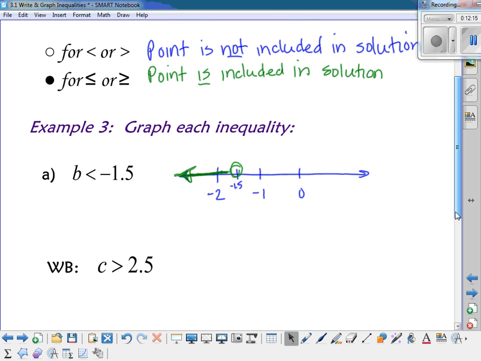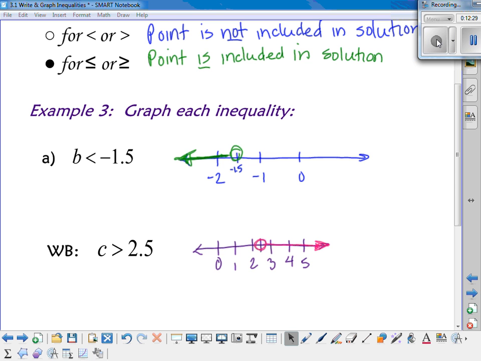So on your own, I want you to try graphing c is greater than 2.5. Pause the video and do the problem. Okay, so when you graphed that, you should have had an open circle on 2.5, which is halfway between 2 and 3. And the arrow should be going to the right, because those are the numbers that are getting larger.